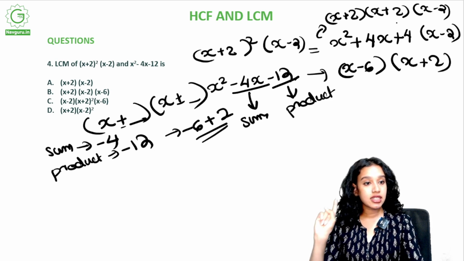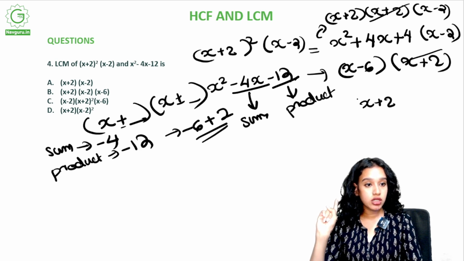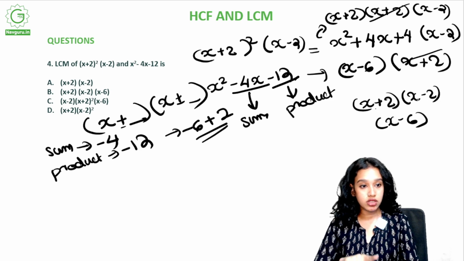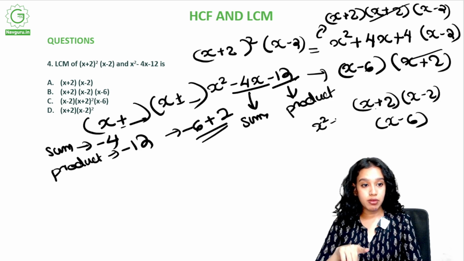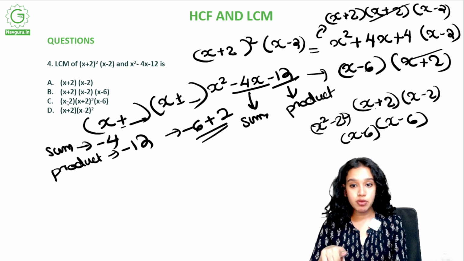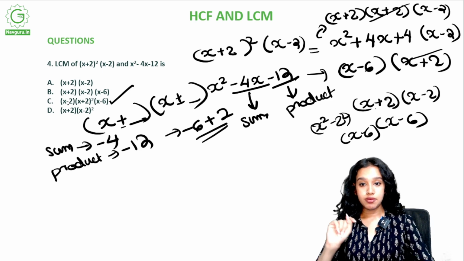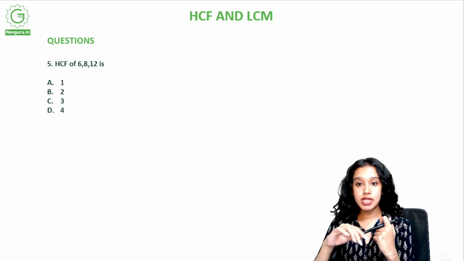So in these, x plus 2 is common. So we could take x plus 2 out, and then we have x minus 2 and then x minus 6. So this could be written as x square minus 2 square and x minus 6. So this is (x minus 2)(x plus 2) the whole square and x minus 6. Now let's move on to the next question.